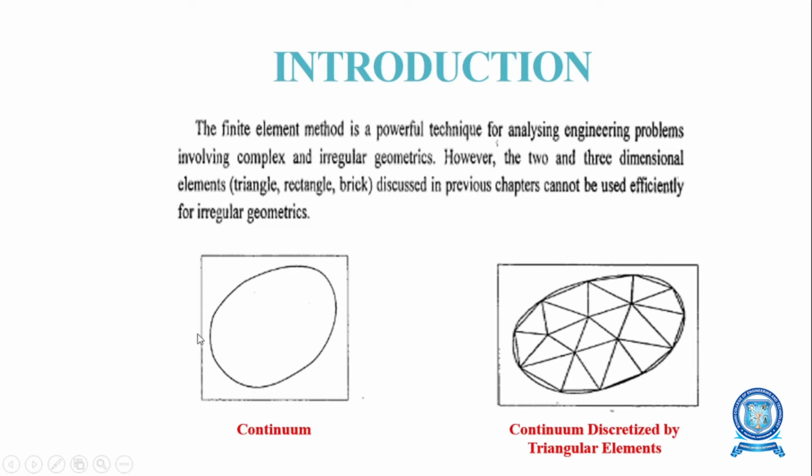Here, one diagram shows the normal continuum, and in the other diagram it is discretized by triangular elements. What is meant by discretization? We already discussed it in all the units. It is nothing but the art of subdividing a structure into a smaller number of convenient elements, known as discretization. So this continuum is subdivided into a number of triangular elements for better analysis.